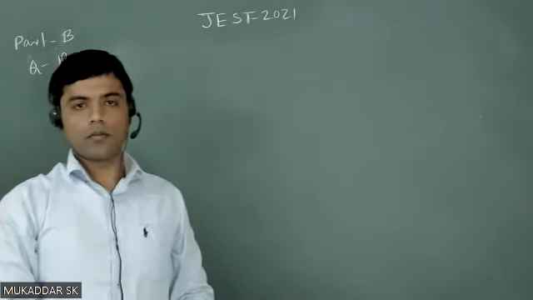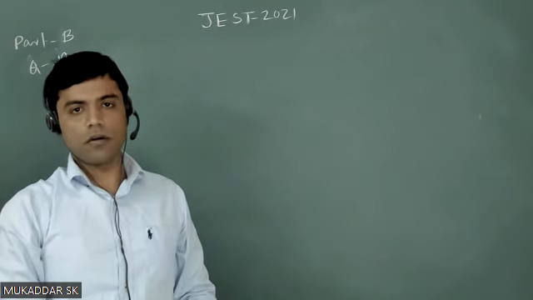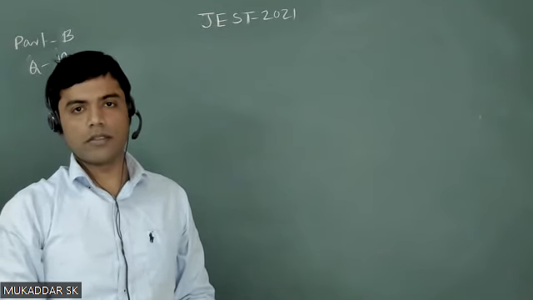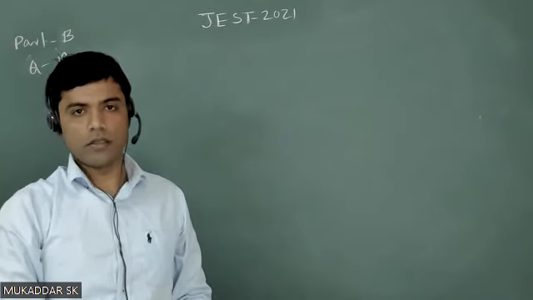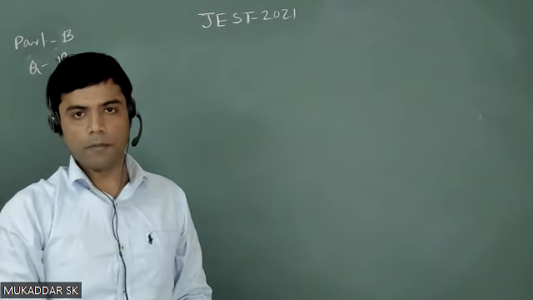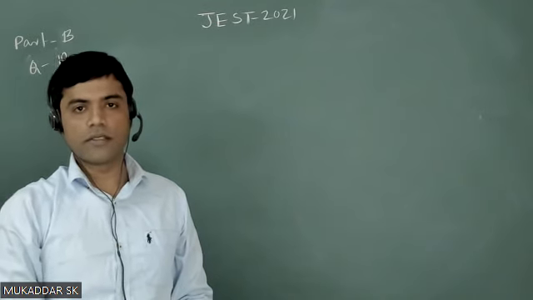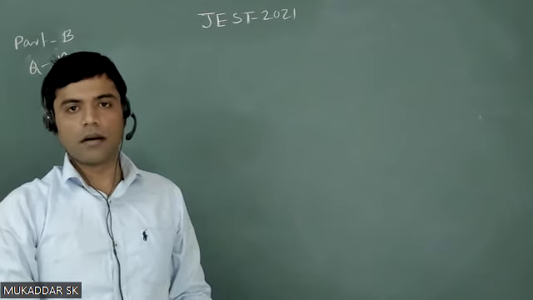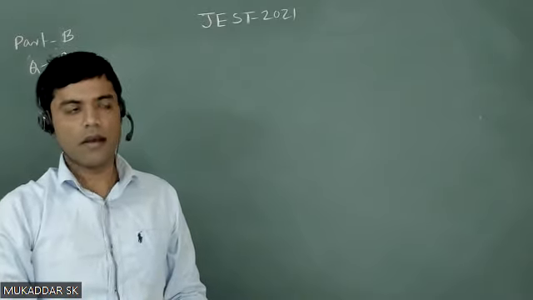Today we are going to solve one more problem from JEST 2021, part B, question number 10, basically from oscillation. The question is: given a cubical box having a large volume V, and this box is fitted with a glass tube having cross-sectional area A.